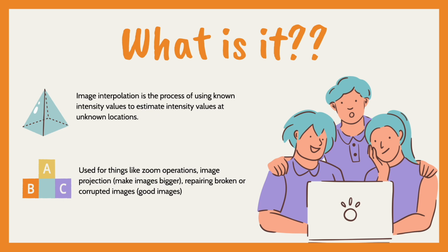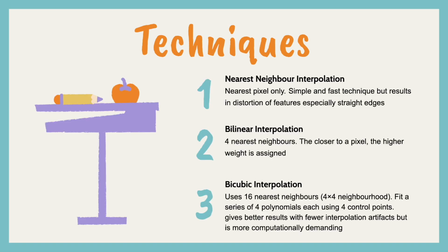So this is used for things like zoom operations, image projection, so making images bigger, repairing broken or corrupted images, so good images. So whenever you go to the movie theater and you see the movie playing on the giant screen, that's image interpolation. That's not the original size of the image, that's just the projected position of these values. So that's what I'm attempting to create from scratch.